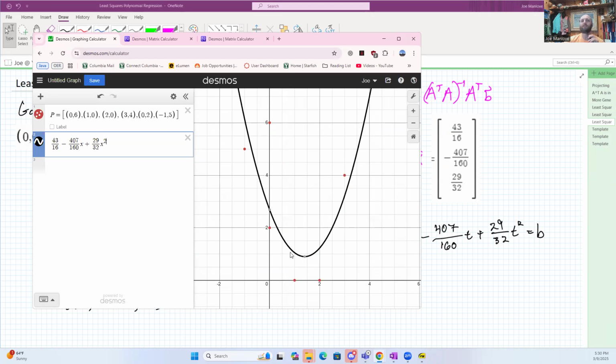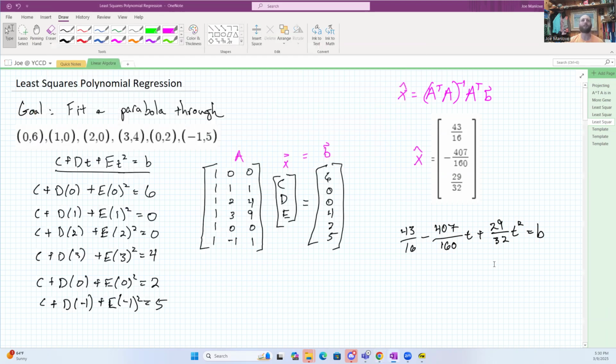And what this did was minimize the displacement in terms of distance. So the sum of squares of all these displacements is what got minimized here. So ultimately, I've found my best fit parabola. I'm happy with that. I can circle this thing and move on with my life.